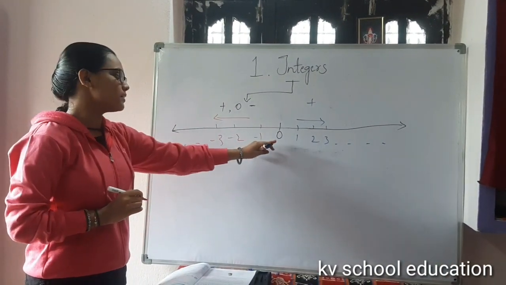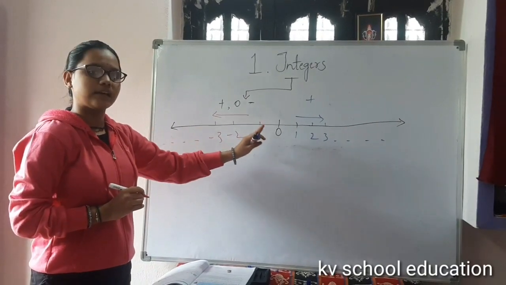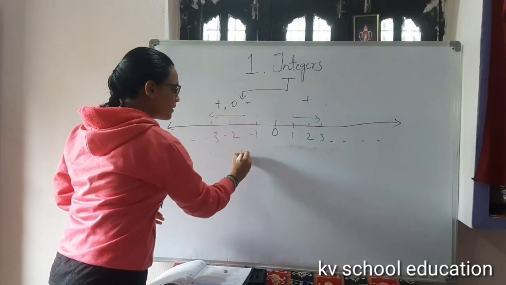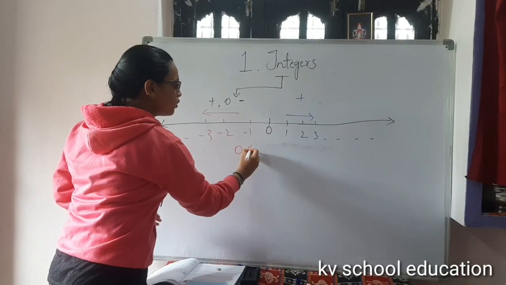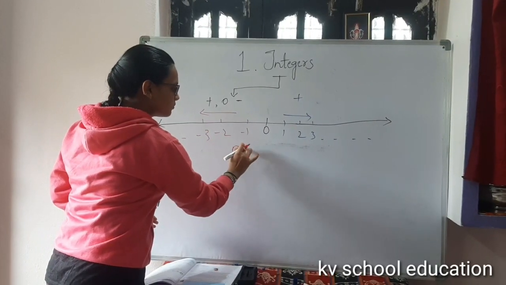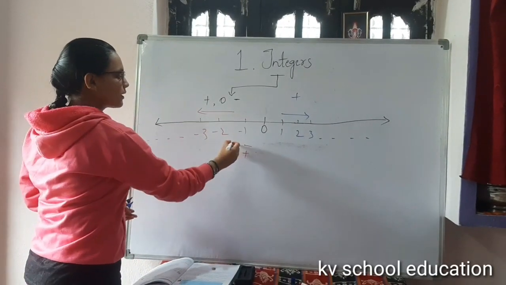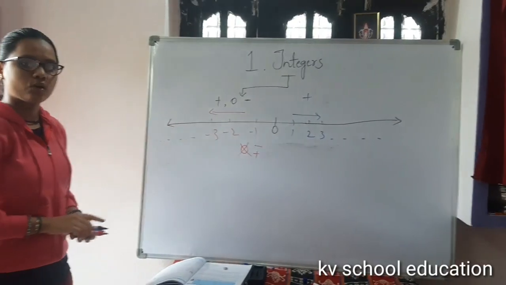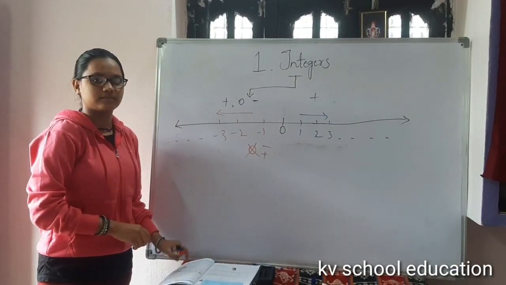So 0 doesn't matter with positive sign and negative sign. 0 is neither negative nor positive. Okay, this is the set of integers.